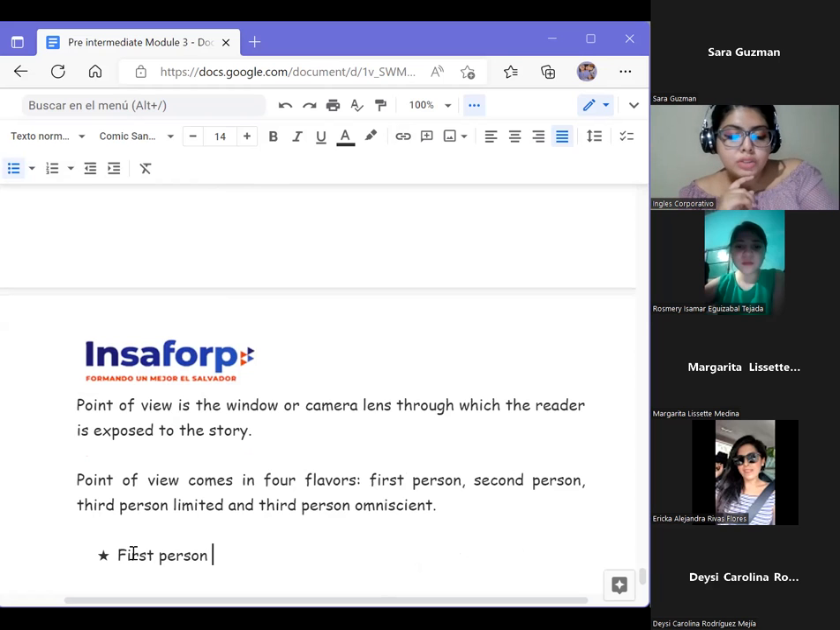And it says that stories in the first person point of view follow a point of view character. And we see the world through that character's eyes. We get to read not only what they see and hear, but also what they think and feel.